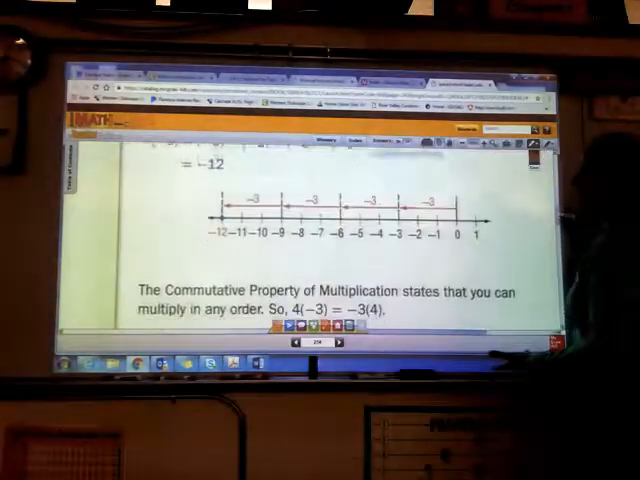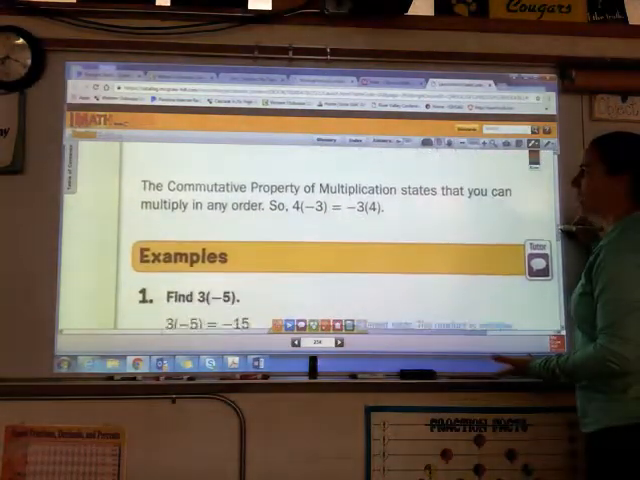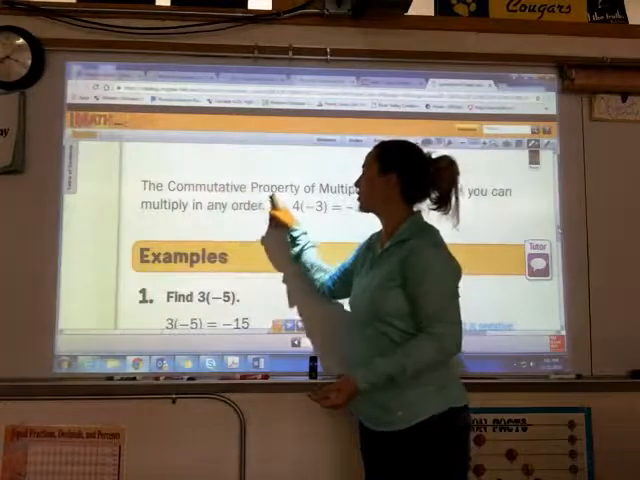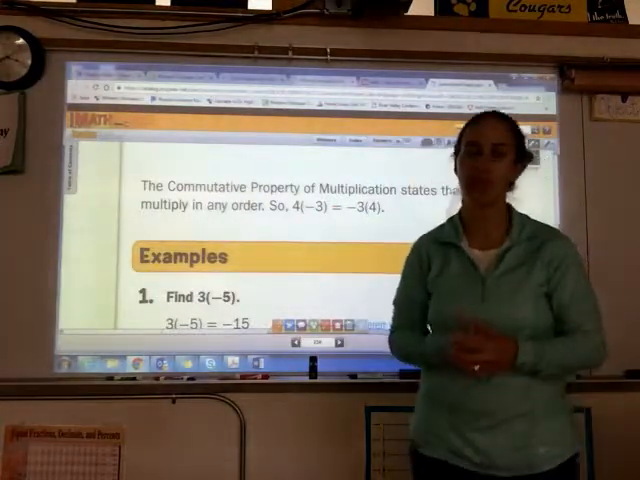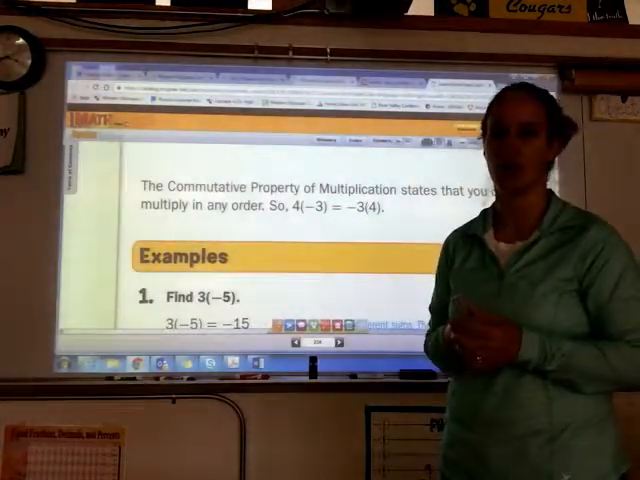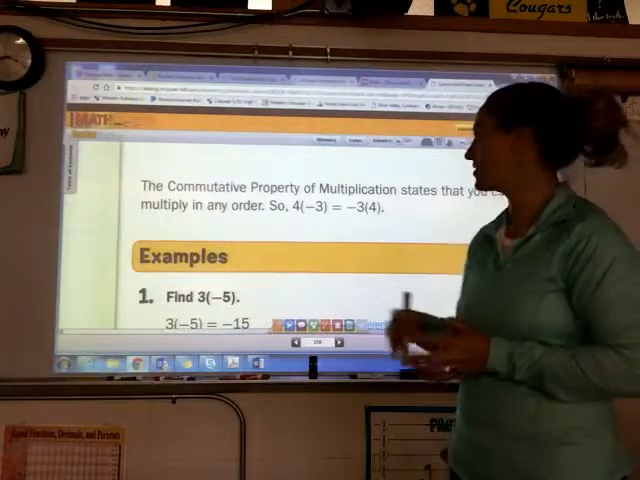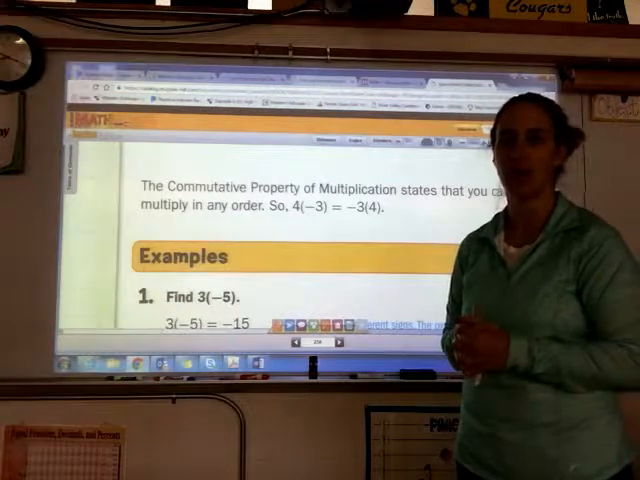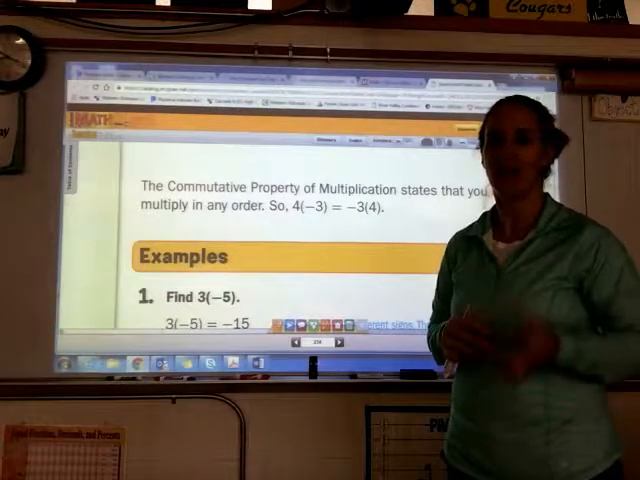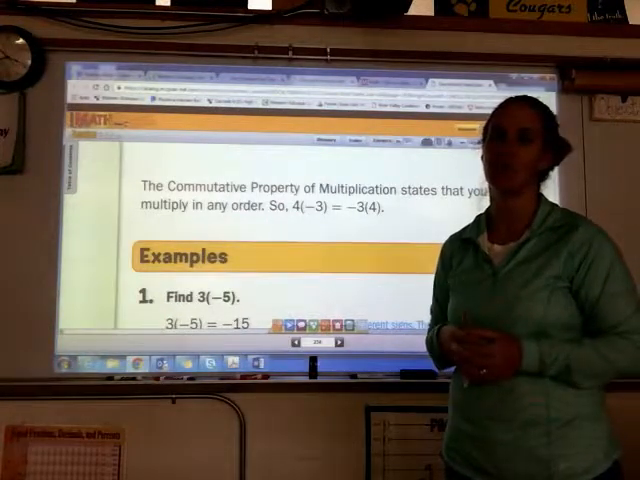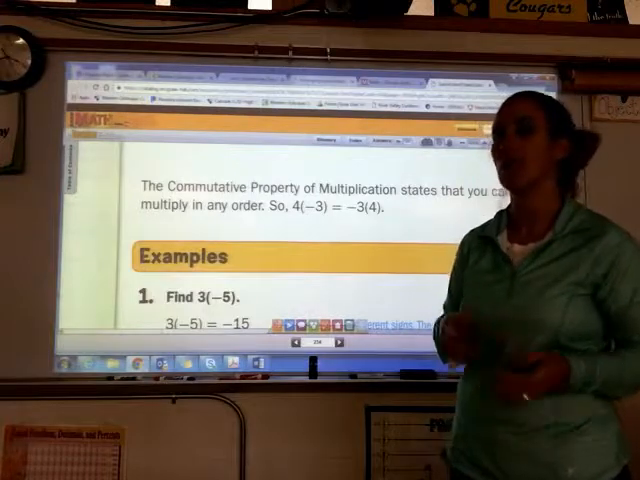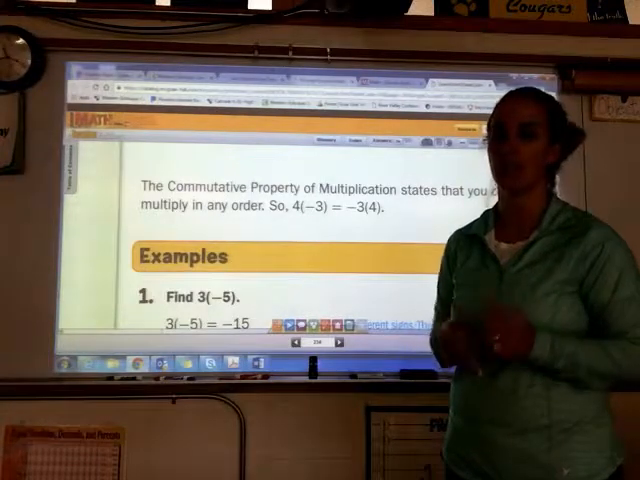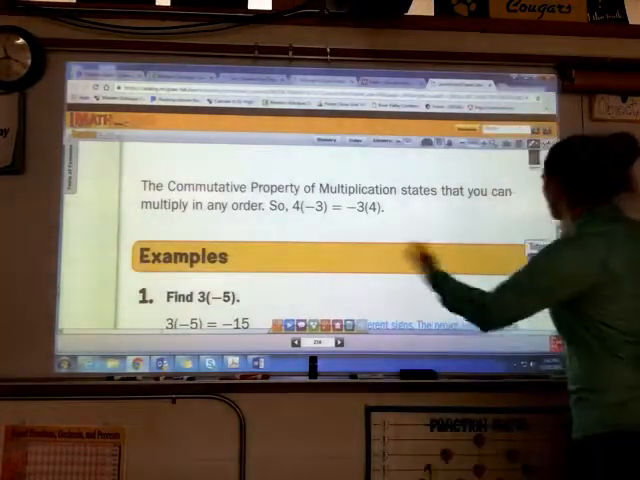They give you a number line here that you can take note of if you would like to. One thing to focus on is the commutative property of multiplication. Remember, commutative means you can change the order of your multiplication. An example is here, where they have 4 times negative 3 is the same as negative 3 times 4. If I multiply negative 5 times 2, that's the same as multiplying 2 times negative 5. When you are multiplying, remember the order does not matter. You can change that.